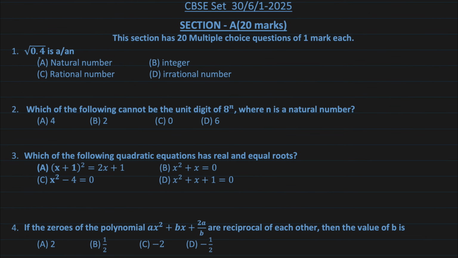Question number 1: root 0.4 is a natural number, integer, rational or irrational? So we have 0.4 can be written as 4 by 10, root, so that's 2 by root 10, still an irrational number. So how will we write it in your answer sheet? Write section A as a heading, question number 1, and then the answer is D, irrational number.